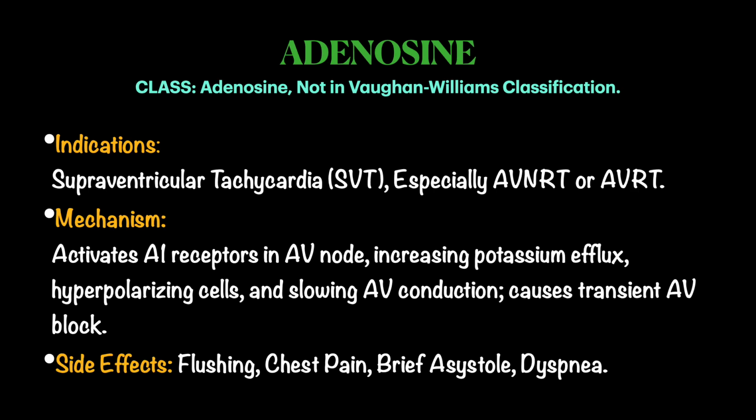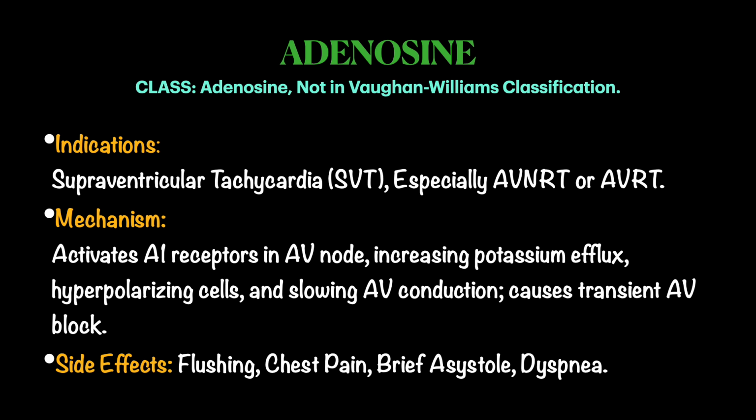The other drug we have is adenosine. It does not belong to any Vaughan Williams classification, that is class 1, 2, 3, and 4 of antiarrhythmics. It is just adenosine, right? The indications are supraventricular tachycardia, SVT, and then especially AVNRT or AVRT. This is homework for you. And the mechanism of action of this drug is that it activates A1 receptors in the AV node, increasing potassium efflux, and that will lead to hyperpolarization of cells and slowdown of AV conduction, and that causes transient AV block, right? So this is the mechanism of action.